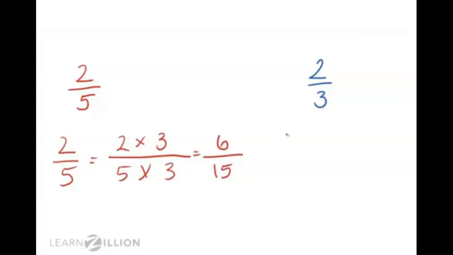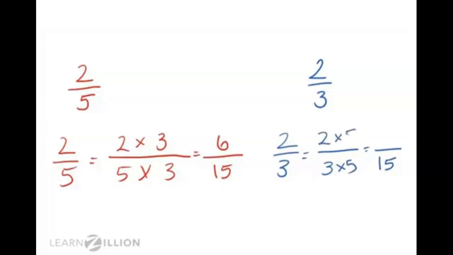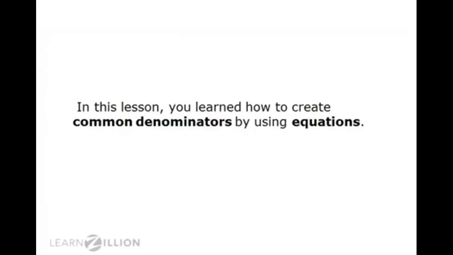Now let's take a look at 2/3. So 2/3 equals, remember that new denominator is going to be 15. So 3 times 5 equals 15, and then 2 times 5 equals 10. So we multiply 2/3 by 5/5, which is 1 whole. Now our denominators, 15 and 15, are equivalent. In this lesson, you learned how to create common denominators by using equations.